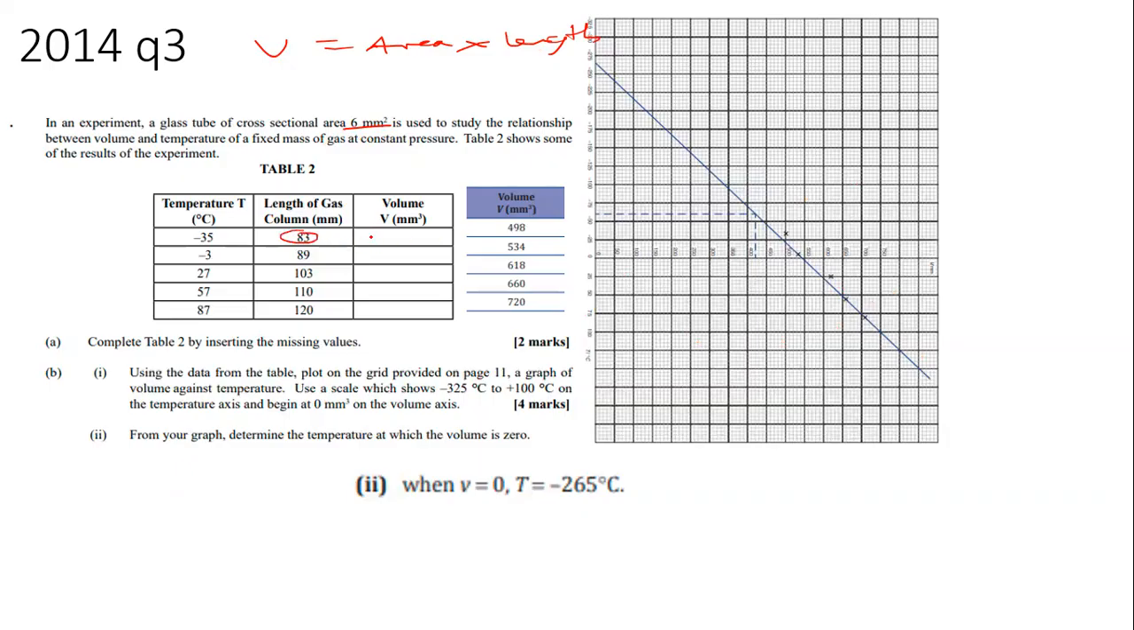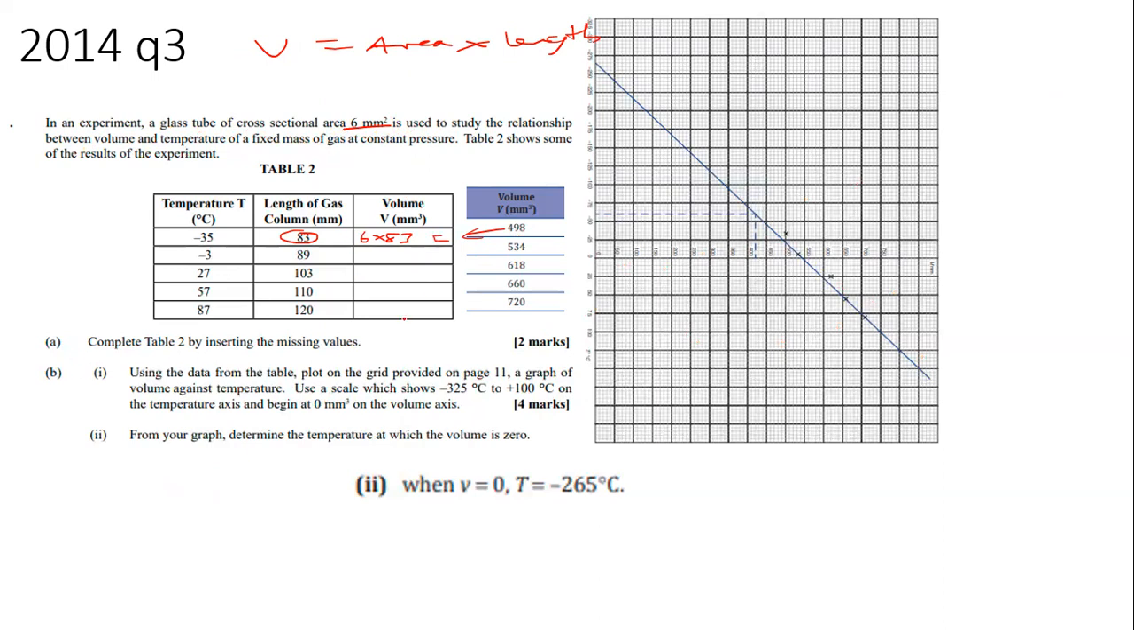multiply those values. So 6 multiplied by 83 would give you 498 millimeter cube. So that's what you would have needed to do in order to get those 2 marks. Please just make sure you highlight any values that were given to you in the worded part of the question, so that you can then think back about how you calculate the volume, etc.